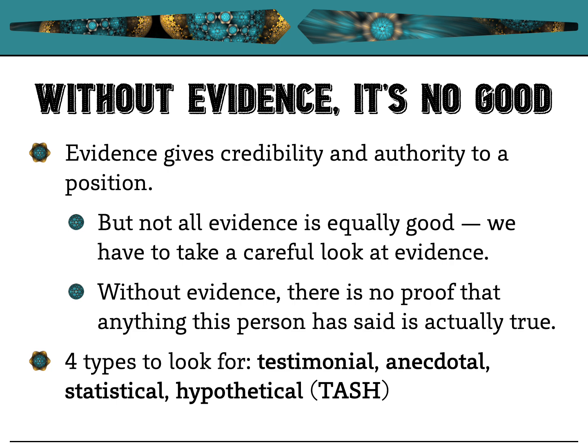And I gave you a little acronym, TASH, to remember the four by. A good way to write about evidence in your essay would be to figure out what type of evidence it is. And you could say, this particular evidence is an example of testimonial evidence, and so on. That might help you if you're struggling to think of things to write. So let's look at these closer.